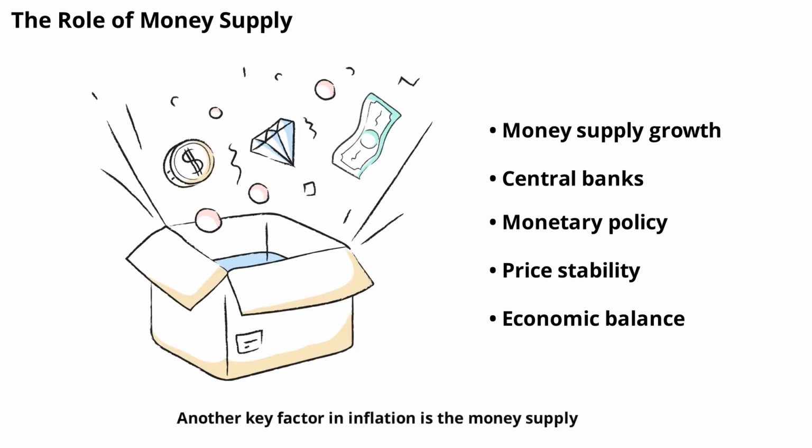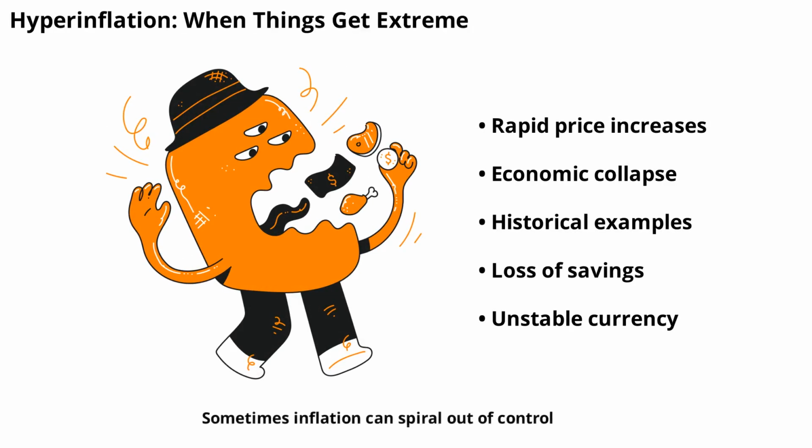Another key factor in inflation is the money supply. When central banks, like the Federal Reserve, increase the amount of money in circulation, it can lead to inflation if the growth in money outpaces economic growth. More money chasing the same amount of goods and services can drive prices up. Central banks use monetary policy tools to try to keep inflation at a healthy level, balancing economic growth with price stability.